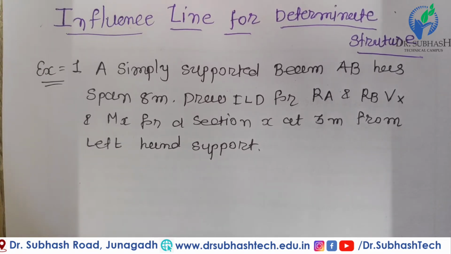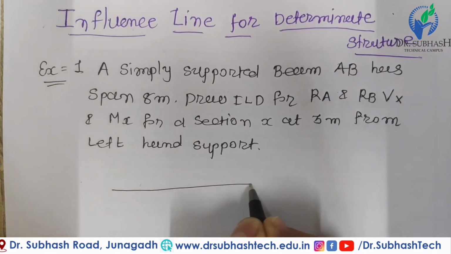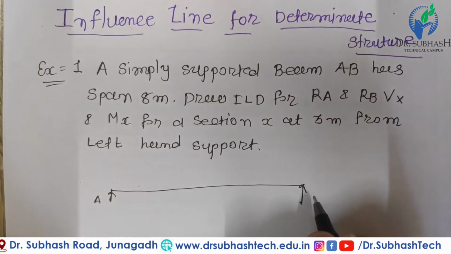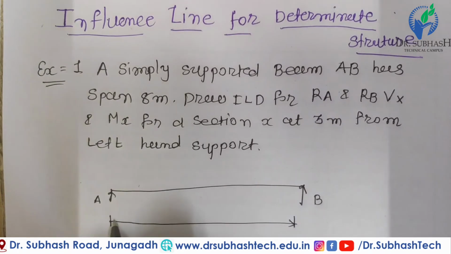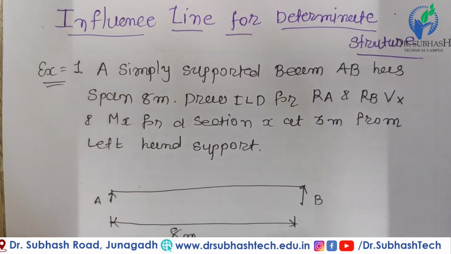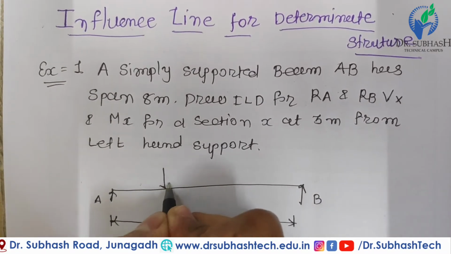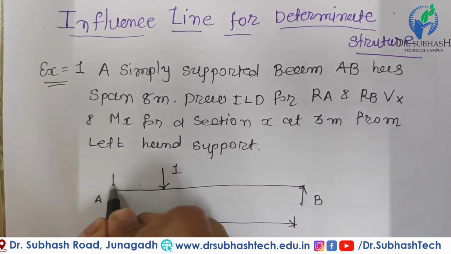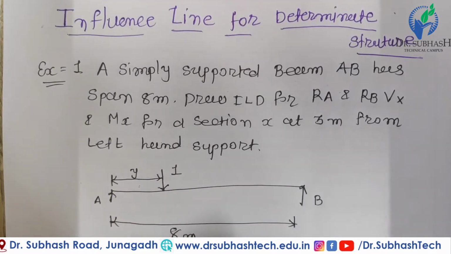First of all, we have to draw the figure according to the data given. We draw a simply supported beam having a span of 8 meter. In that, we first introduce the unit load 1, which we already discussed in lecture 2, and why the unit load is important. You have to take the notation at Y.